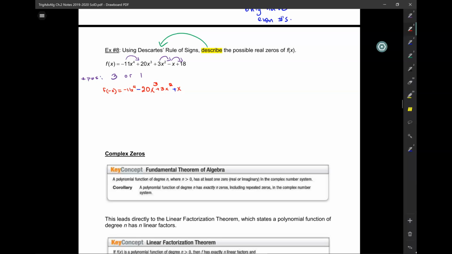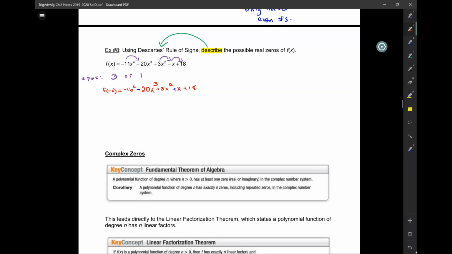I'll talk about it one more time in a minute. And then the 18, that's a constant. It remains unchanged. So one last time, when you're finding f of negative x, you scan your original function. Only the ones that have odd exponents will switch signs. The rest will be the same. Okay? So just look for the odd exponents and change their sign. Odd exponent, change the sign. Odd exponent, change the sign. The rest will be the same.